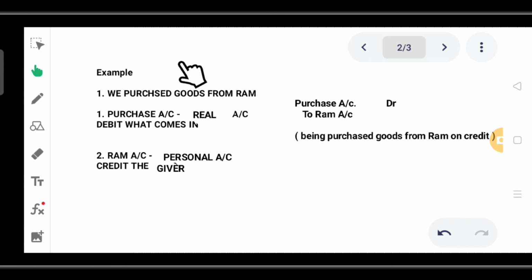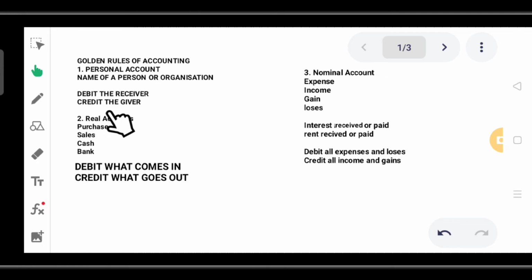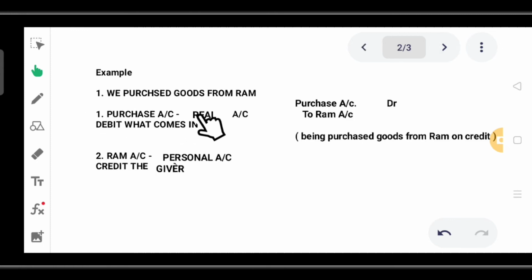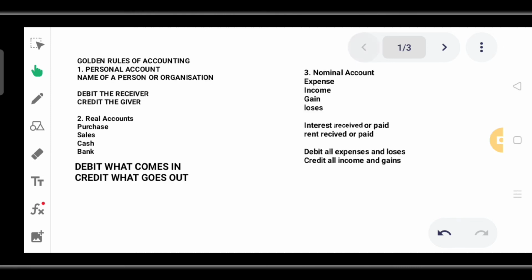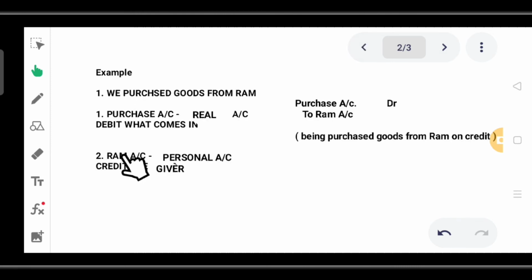So in a journal entry there are always two sides, debit and credit, so you need two accounts. Just see what the two accounts are. First is purchase and next is from Ram. So purchase account and Ram account. What is purchase account? We saw in the previous slide that purchase account is a real account. And what is Ram account? Ram account is the name of a person, so it is a personal account.